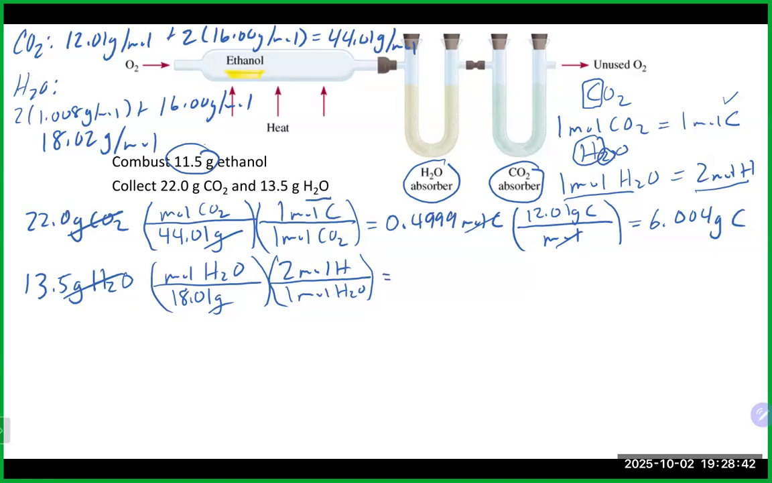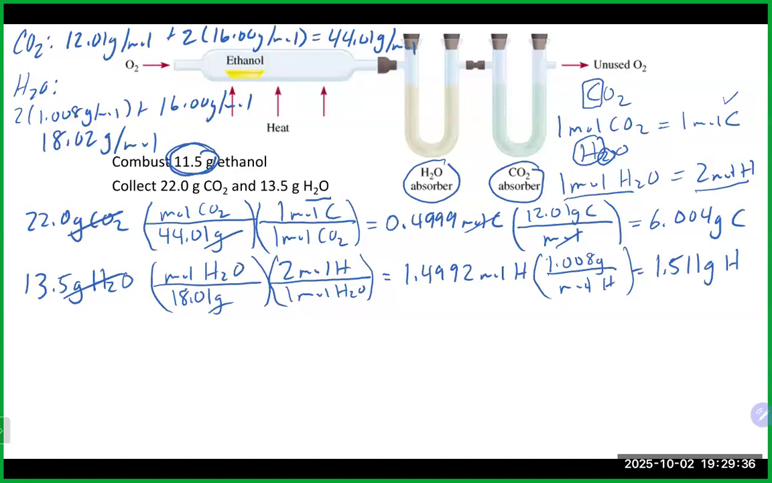Again, I'm going to get an answer here. 13.5 times 2 divided by 18.01 gives 1.4992, we'll call it, moles of hydrogen. I also want to know how many grams of hydrogen that represents. So 1.008 is the molar mass of hydrogen. So again, we want grams up on top, 1.008 grams per mole of hydrogen. And that's going to get me about 1.511 grams of hydrogen. So out of that 11.5 grams that we started with, about 6 grams of it was carbon, about 1.5 grams of it was hydrogen.